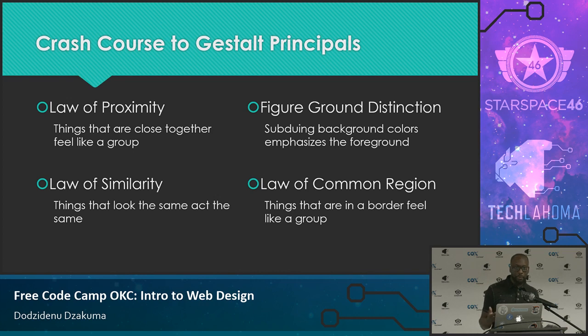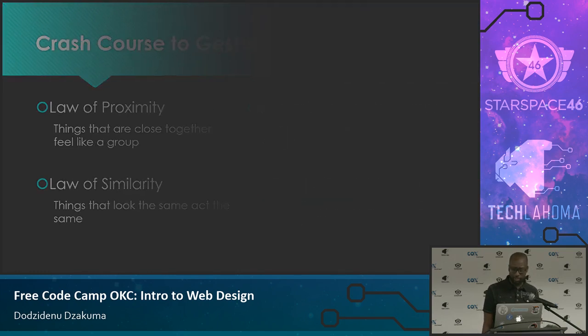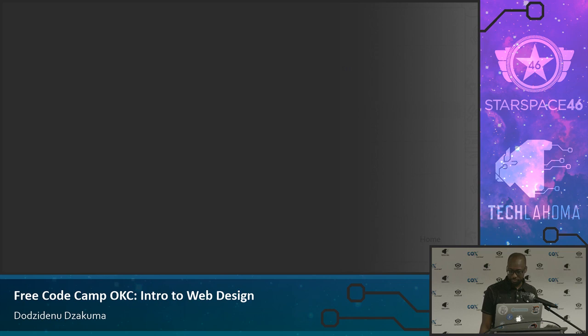There's also law of common region, where things that share the same border feel like a group. So if they're in the same boundary, the same border, they feel like a group. That's law of common region. Let's go ahead and take a look at these in the wild.